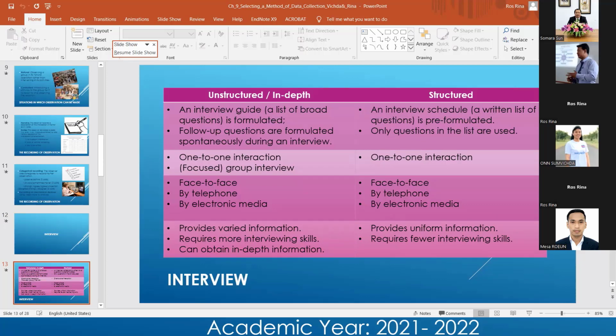And about structured, it means an interview schedule, a written list of questions, is briefly formulated. Only questions in the list are used. So it means here, I would like to say it in Khmer, that for unstructured, we need to do it freely, the questions, they are like that.